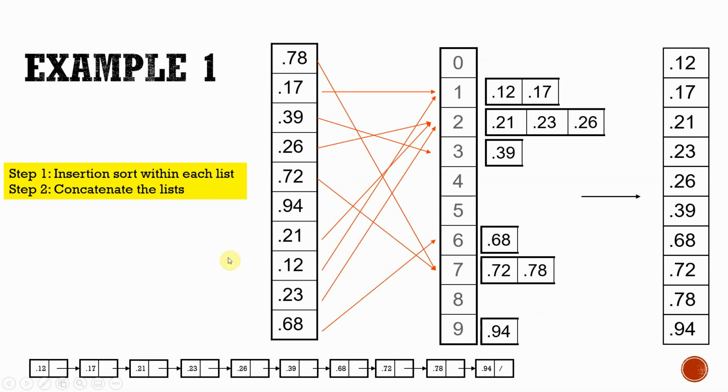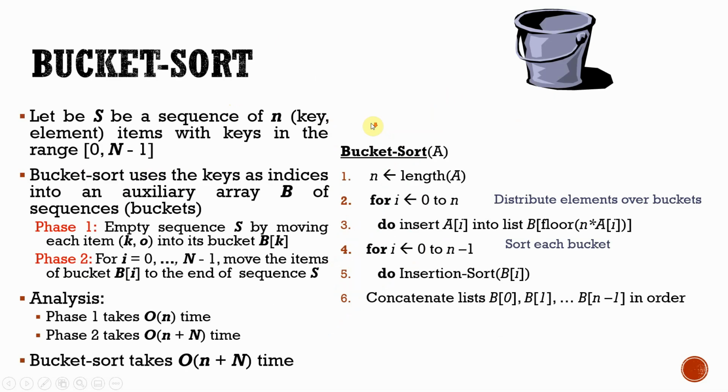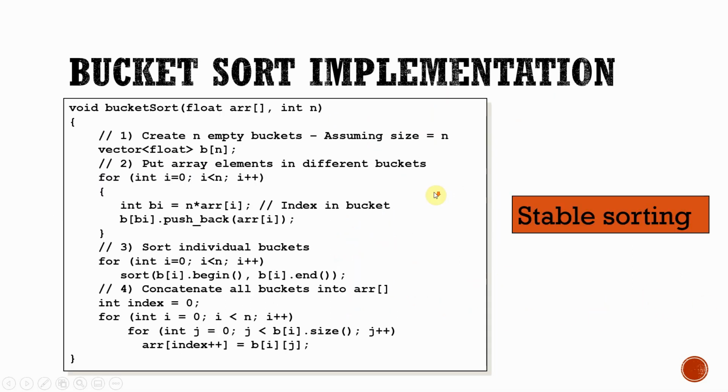Ideally, if the data is uniformly or evenly distributed, at each bucket we have ideally one element, right? But nothing is ideal, so it's going to be a small number of elements in each bucket. So we do insertion sort for each bucket, and then we concatenate all these buckets in order.